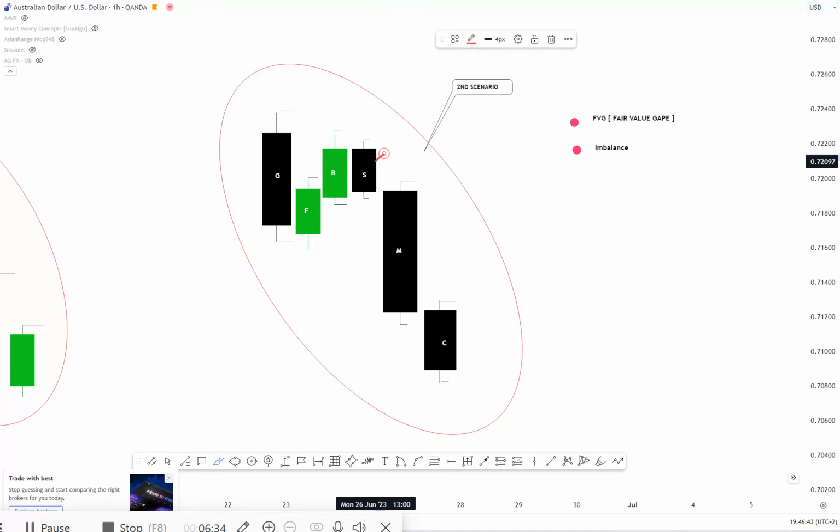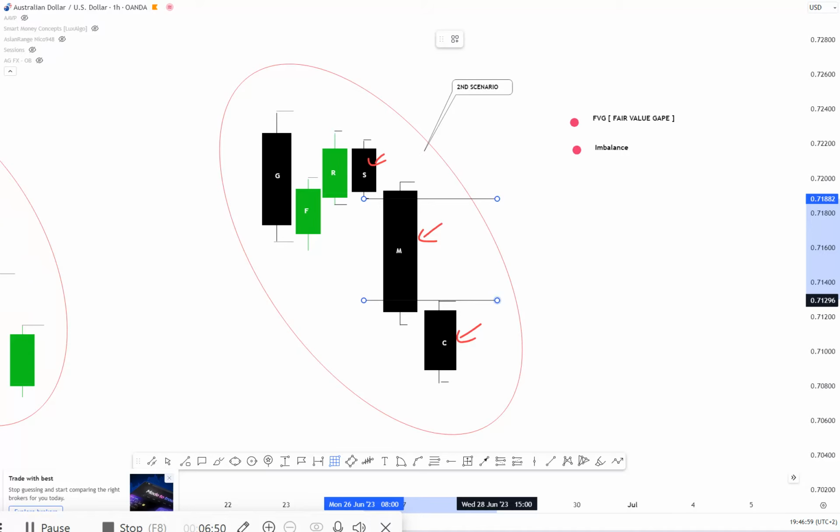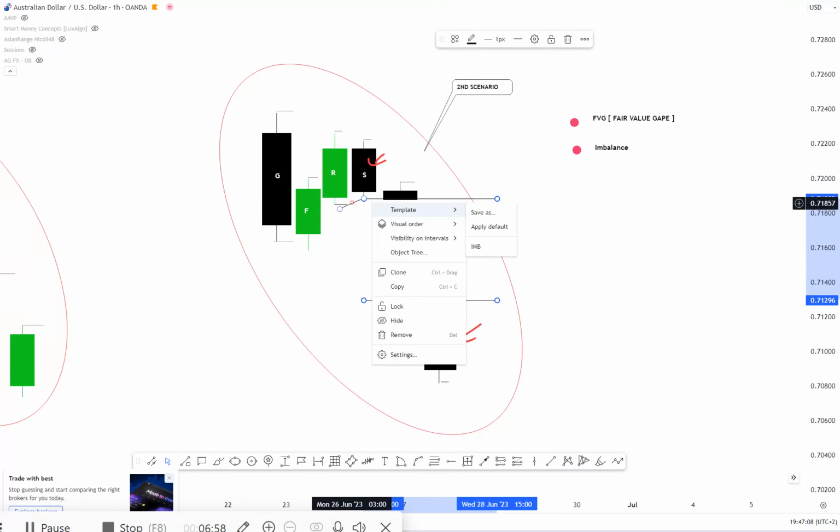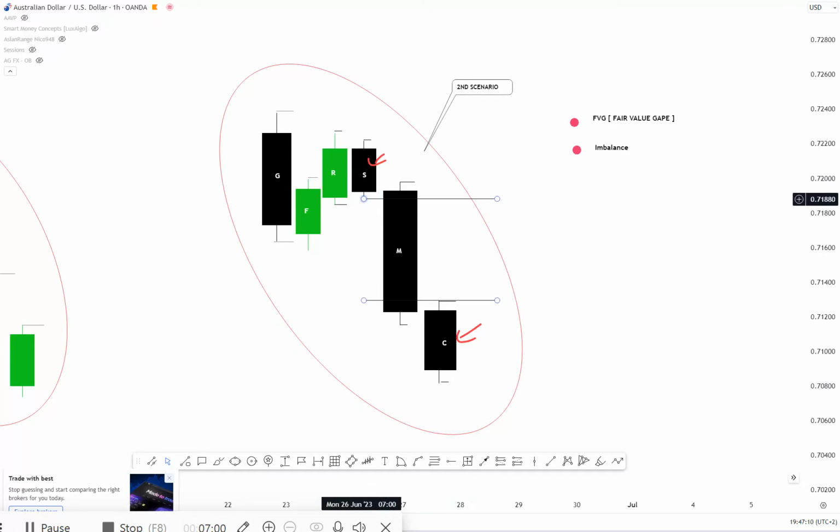We can say the S candle is our first candle, the M candle is our second candle, and the C candle is our third candle. As we talked about before, we need to take the low of our first candle and the high of our third candle, so that whole area will be our imbalance. Some traders will take the imbalance from this point. Some traders will catch the imbalance from this point.